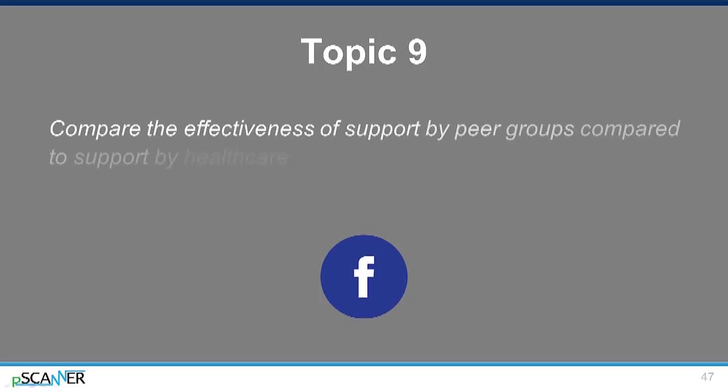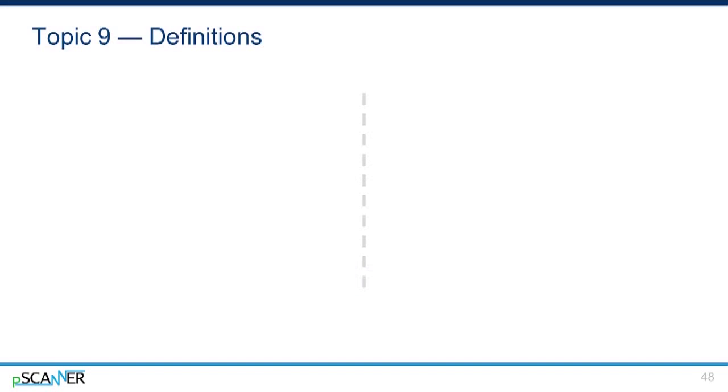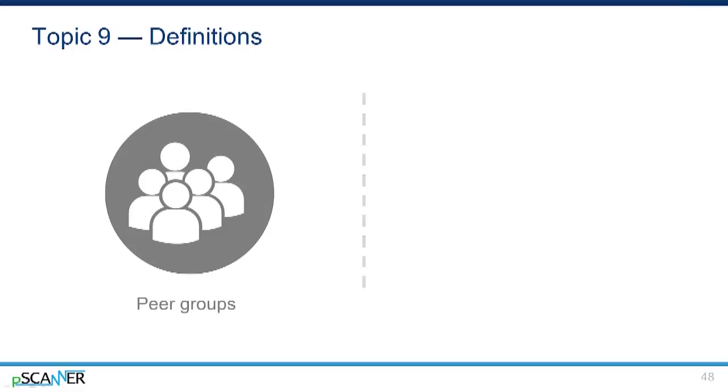Topic 9. Compare the effectiveness of support by peer groups compared to support by healthcare teams on individual self-management capacity and their weight loss. Peers are those who are similar in experience, concerns, or challenges. When people find affiliation with others they feel are like them, they're more likely to feel a connection.